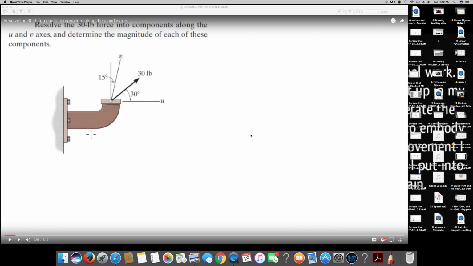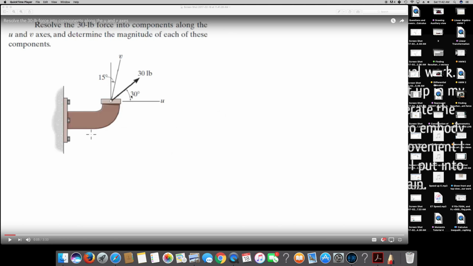Guys, in this video I am going to solve this question. The question is asking, resolve the 30 LB force into components along the U and V axis and determine the magnitude of each of these components. So we have a diagram right here. According to this diagram, it's given 15 degree here and 30 degree here.